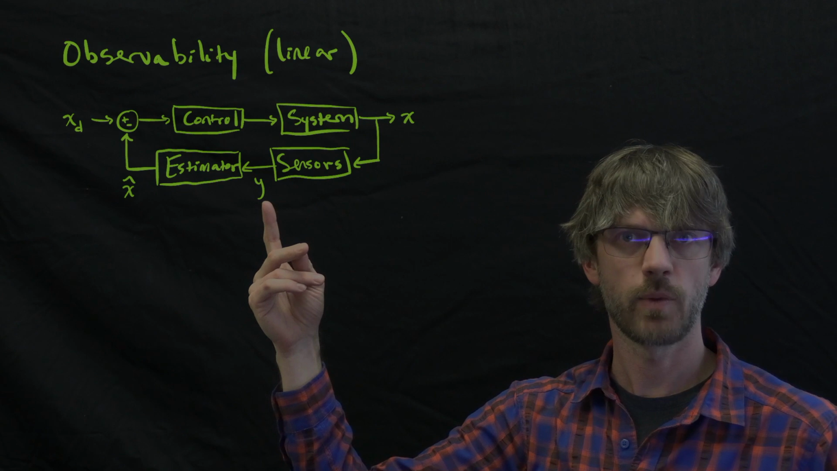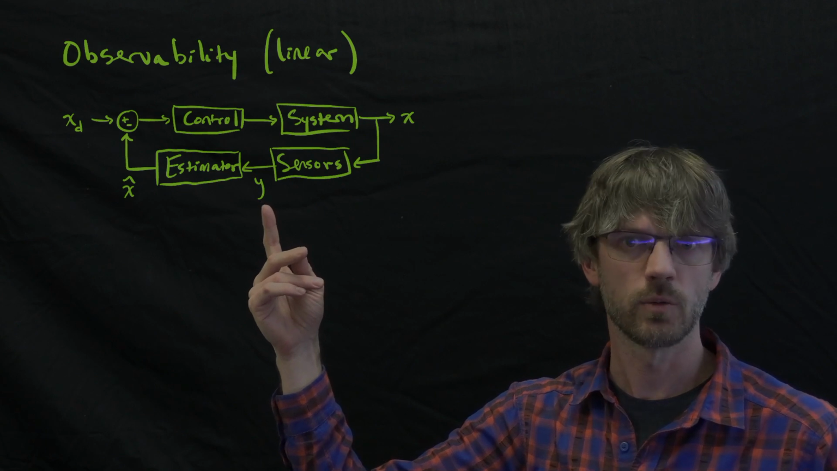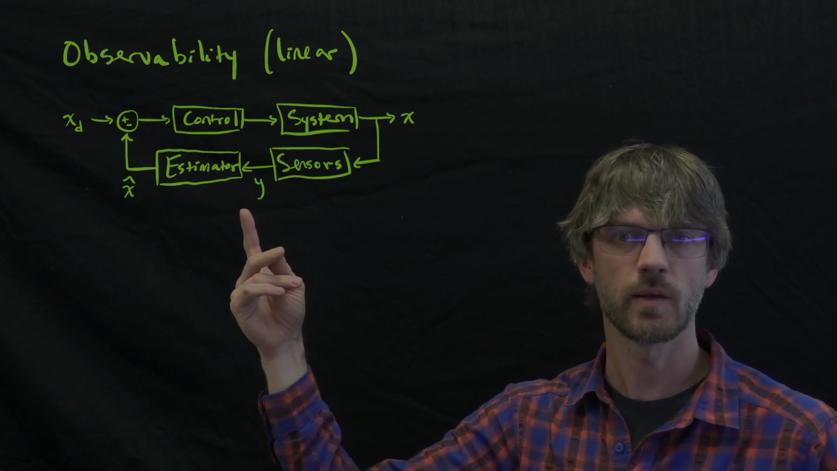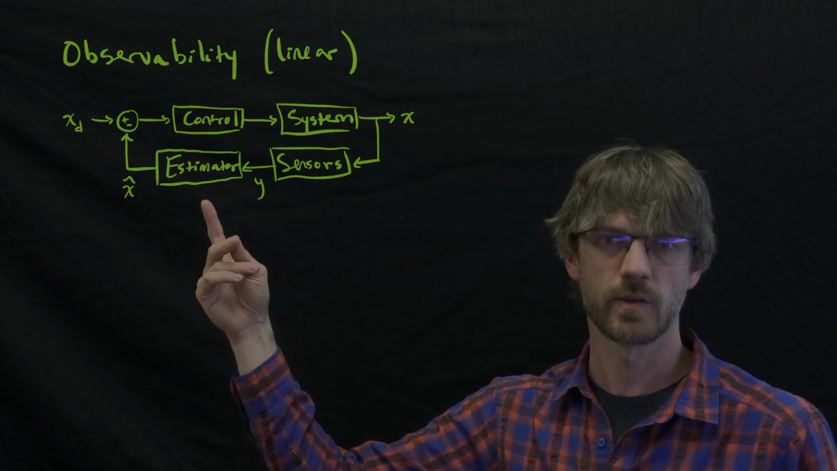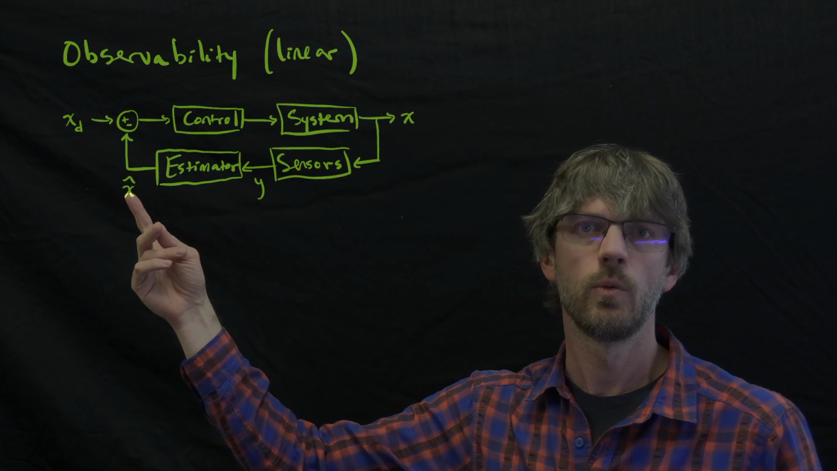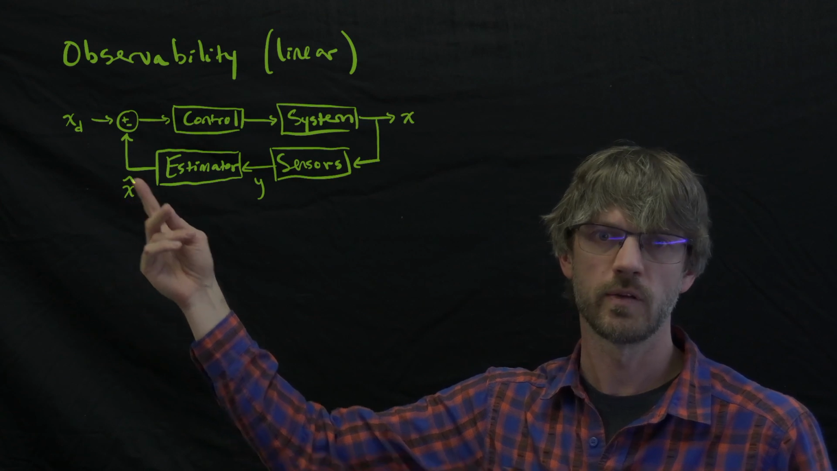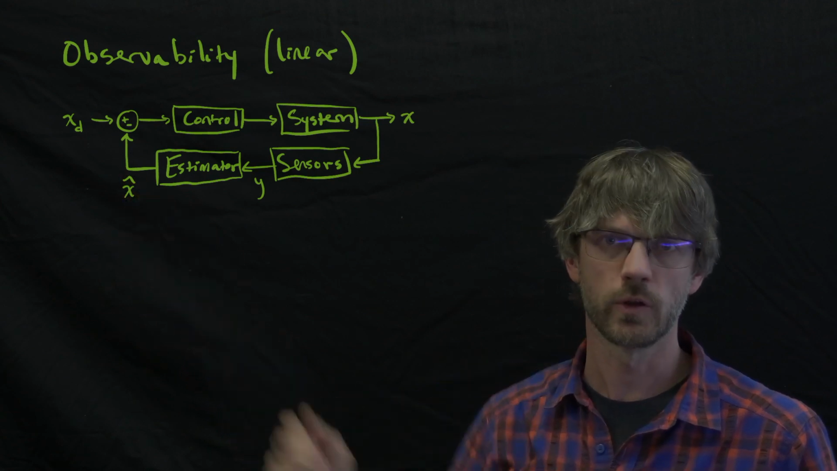Now, those measurements probably don't correspond directly to all of your states, and so in many cases you'll need some kind of estimator in order to estimate the state, which would give you x hat, which then you could compare that to the desired value of x to close the loop.